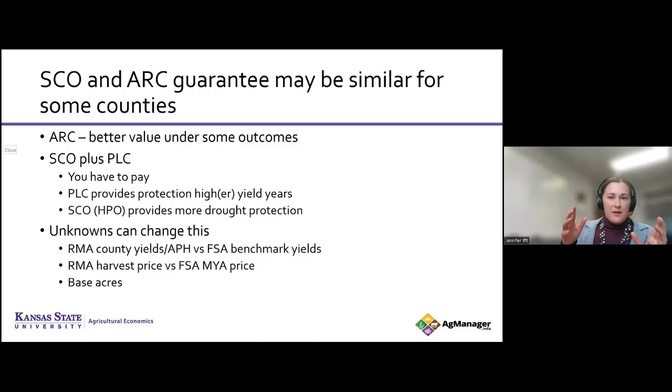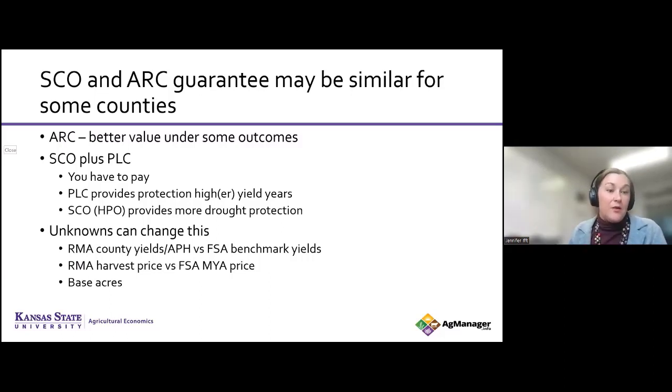Next, I want to think about what the SCO versus ARC guarantee might look like. I tested this with a couple of counties, and it looks like the guarantees that both the insurance and ARC are providing are going to be pretty similar in some counties. Under some outcomes, ARC is going to be a better value, but with SCO and PLC, you have to pay in. But, like Robin talked about, PLC is going to provide higher protection in higher yield years when you see a drop in prices.